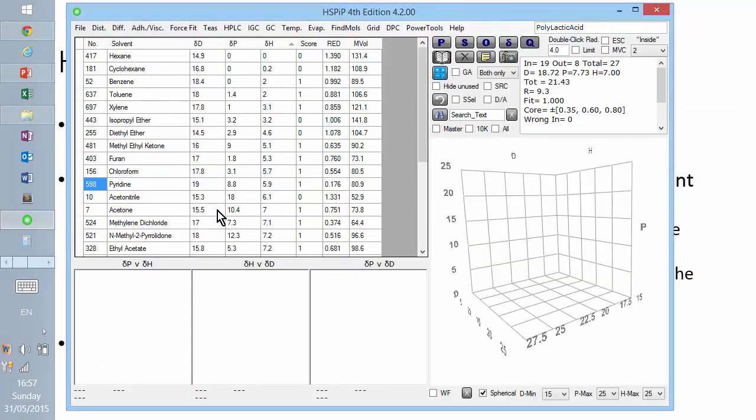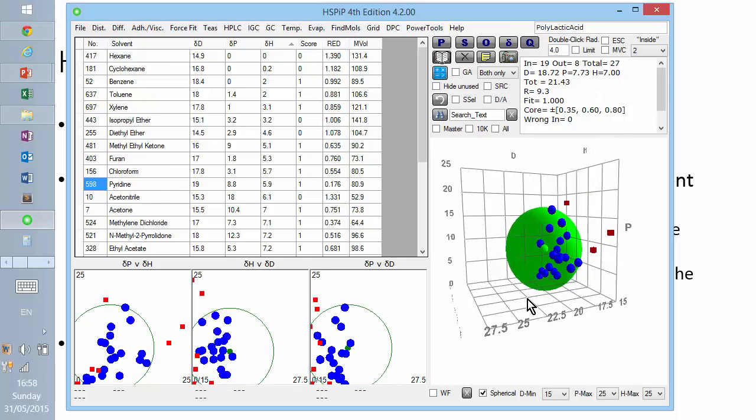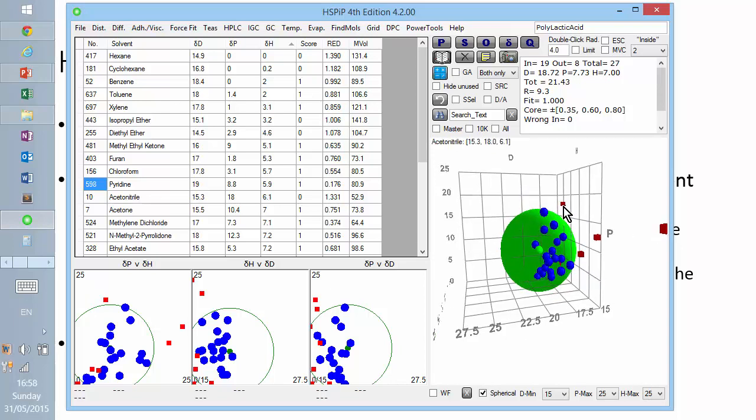As I said, I had these solvents for a reason, and that is because some academics scored them 0 and 1 for polylactic acid. And if I click this magic button, then it calculates this sphere in 3 dimensions, and all the good solvents, all the ones, are in blue and they are inside the sphere. So for example, pyridine is there, NMP is there, and DMSO is right on the outside. And all the bad ones, such as acetonitrile, are outside. They're the ones in red.